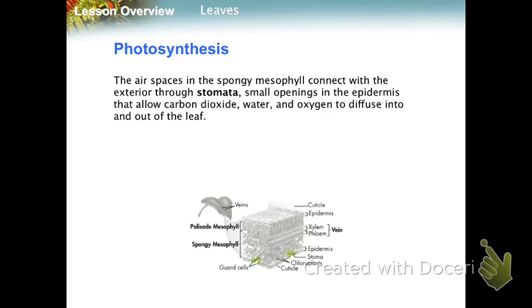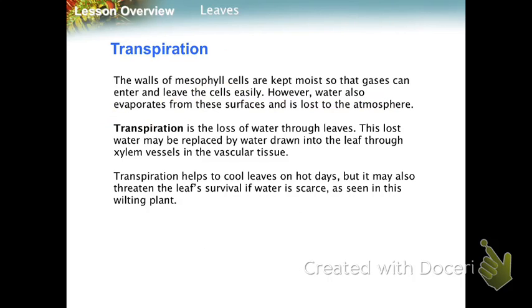The air spaces in the spongy mesophyll connect to the outside through these openings called stomata. They allow gas exchange into and out of the leaf. The walls of the mesophyll cells are kept moist so that gases can enter and leave easily. Water evaporates, and that process is called transpiration, the loss of water through leaves. The lost water can be replaced by water drawn into the leaf through xylem vessels in the vascular tissue. You'll learn how that happens in section 5.